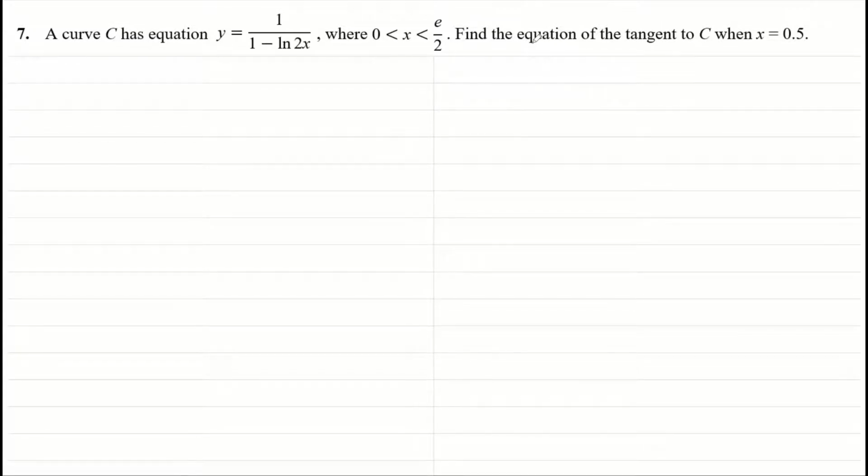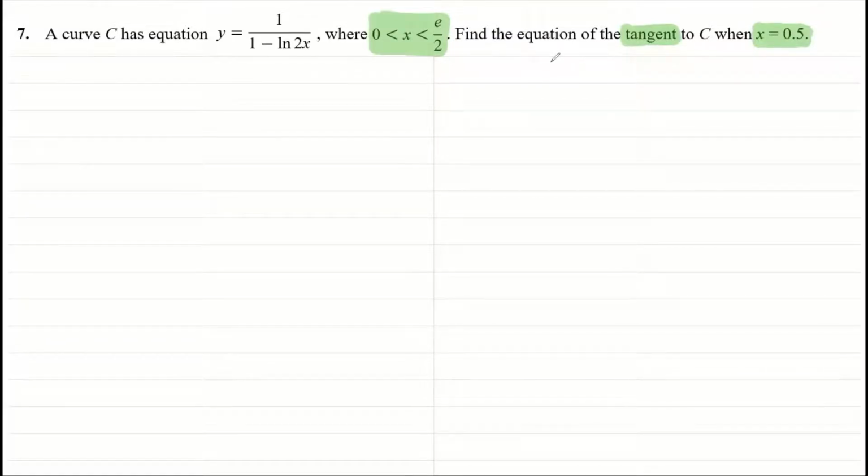We have a restricted domain here. Of course, if you're using logs, you can't have any negative values of x or 0. That's not allowed. And we obviously can't divide by 0 in this instance. Right, anyway, so let's get on to the derivative. We have to find the equation of the tangent in this question. So, of course, we're going to need the derivative, and we're given the point x equals 0.5 as a key piece of information, so we know which tangent to work out.